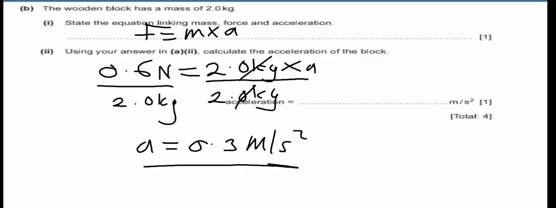So usually acceleration is measured in meters per second squared. So we are just going to say 0.3 meters per second squared. As for meters per second squared, they have included it for us. Let's see the next question.